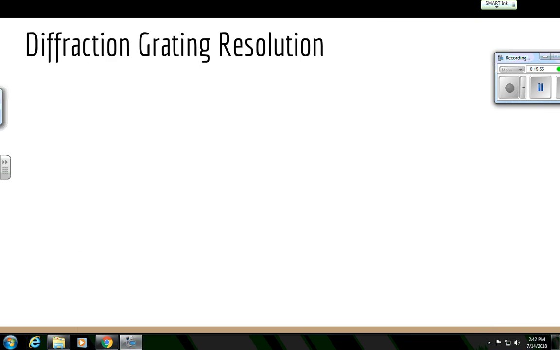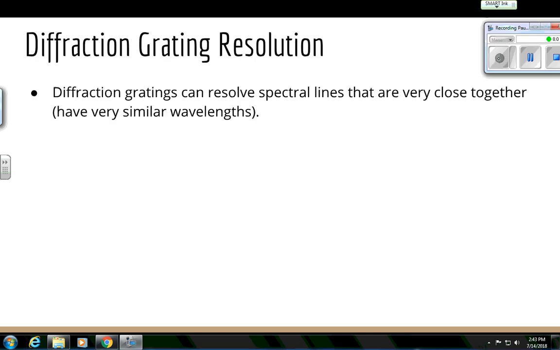So the last little bit of this topic has to do with diffraction gratings and the resolution of diffraction gratings. You might recall that a diffraction grating is when you have multiple slits very close together and light passes through them and it diffracts. You get very distinct bright spots, and the more slits you have and the closer together they are, the intermediary little bright spots go away and you end up just with very distinct bands of bright line. Now, one of the cool things about diffraction gratings is that they can resolve spectral lines that are incredibly close together, have very similar wavelengths.